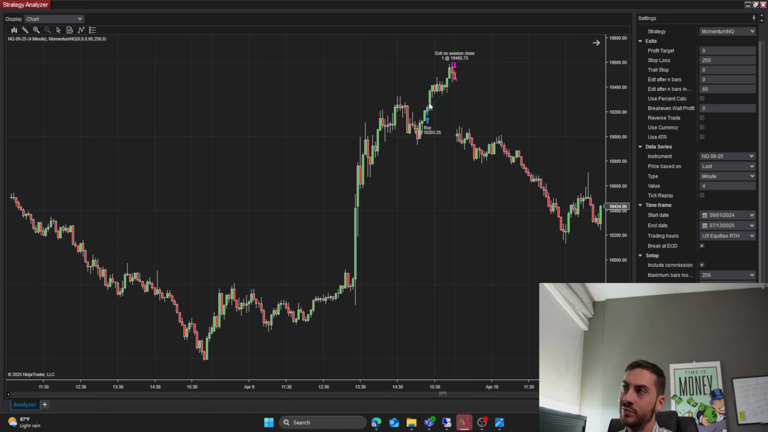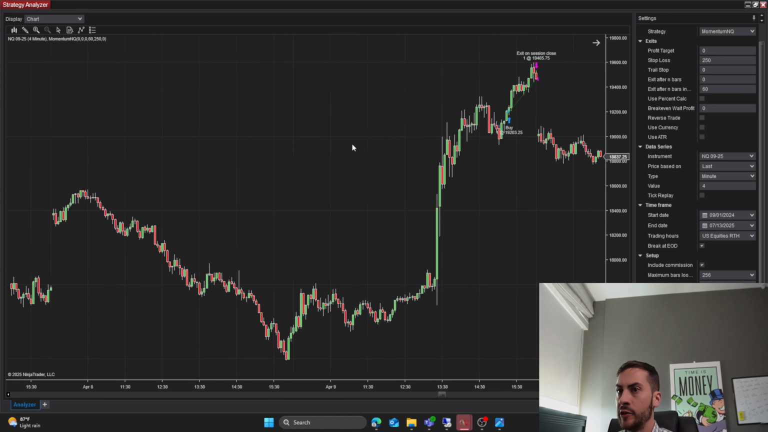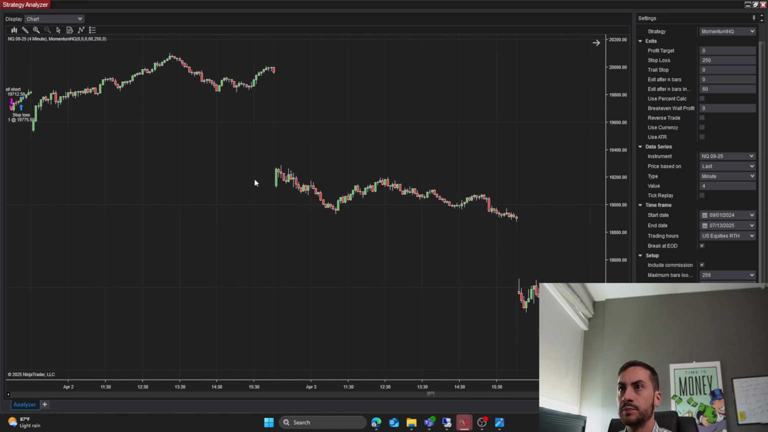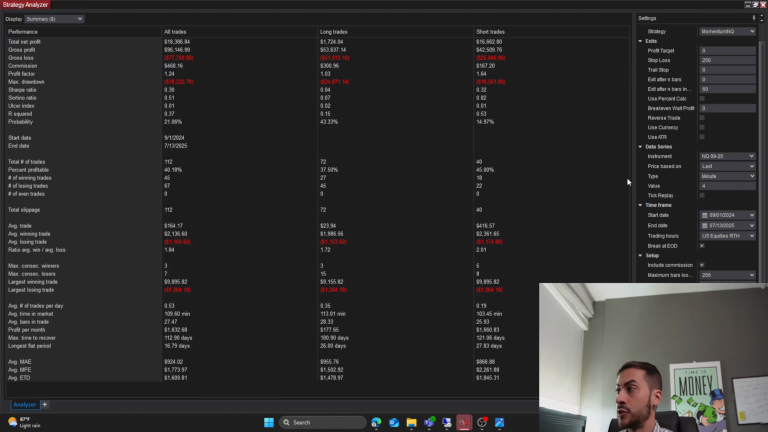This one is kind of trend following, or buying breakouts. So we'll look at the source code. Okay, so that's some of the trades. The settings for this strategy: it trades on NQ 4-minute bars, once again on the US equities RTH session, has a 250 tick stop loss and exits after 60 bars in profit. So once 60 bars have passed and you are in profit, it will sell.